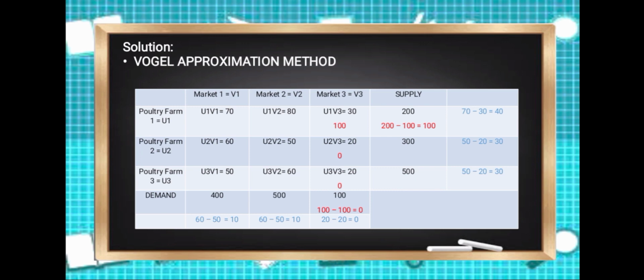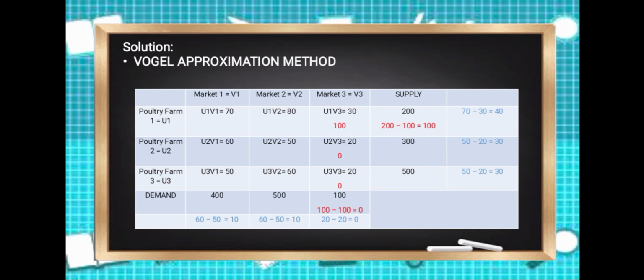Since the highest value of all penalties is 40 in row 1, in row 1 we will find the least value of the costs. Since the least value in row 1 is 30, in that cell we will find the value. Since the demand of U1V3 is 100 and the supply is 200, the minimum of 100 and 200 is 100. So 100 is the value of our U1V3.